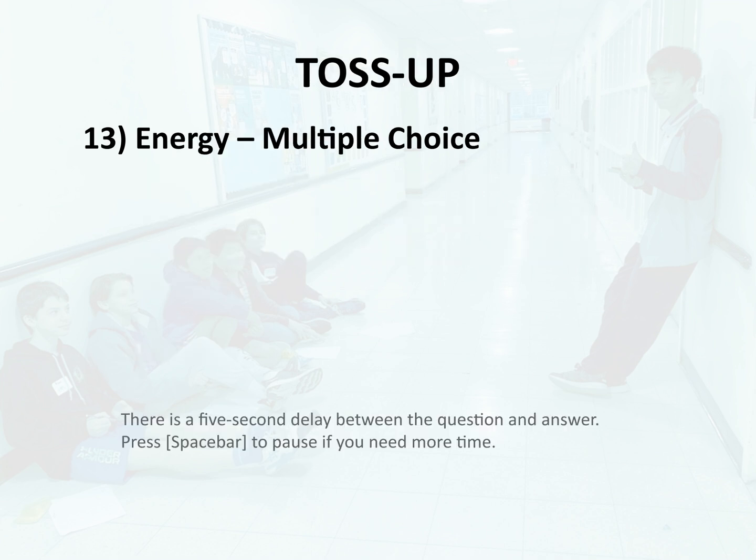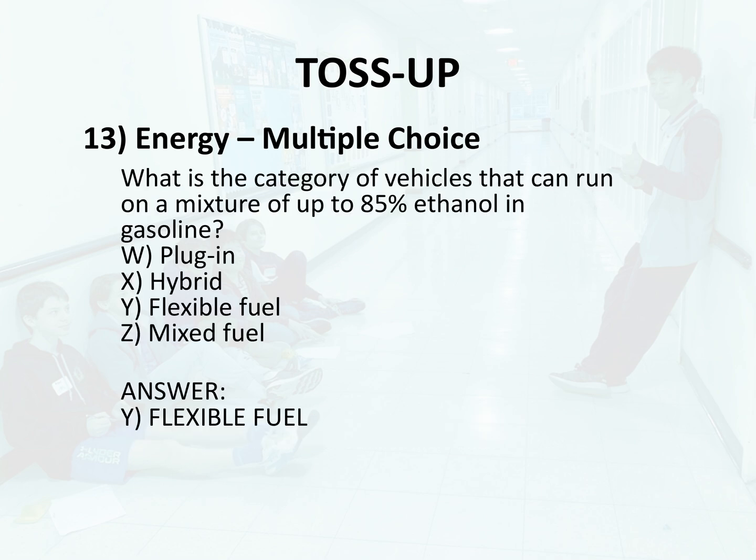Toss-up 13. Energy, multiple choice. What is the category of vehicles that can run on a mixture of up to 85% ethanol and gasoline? W. Plug-in. X. Hybrid. Y. Flexible fuel. Z. Mixed fuel. Answer. Y. Flexible fuel.